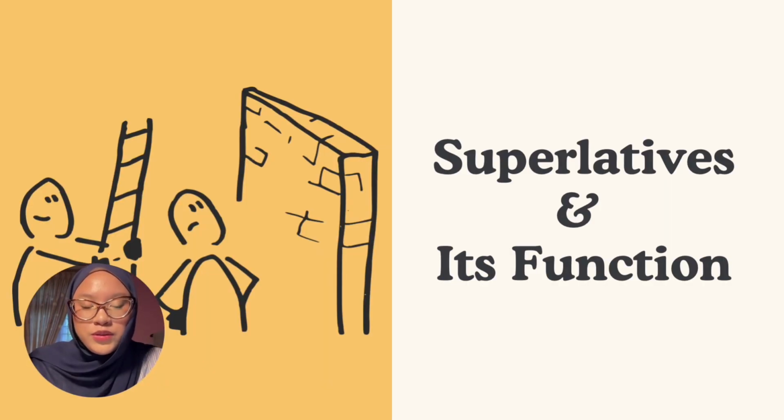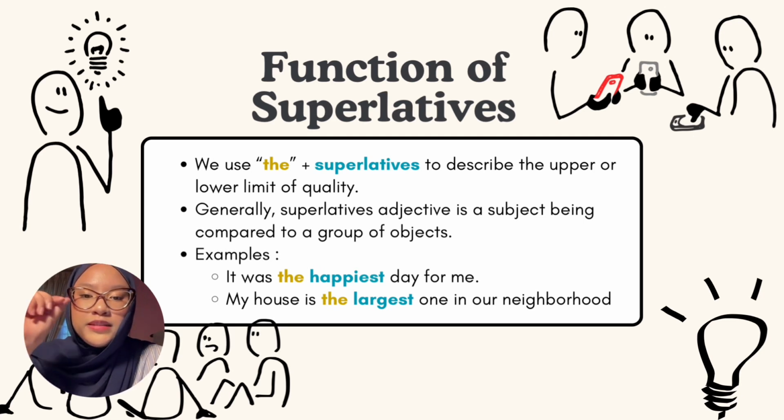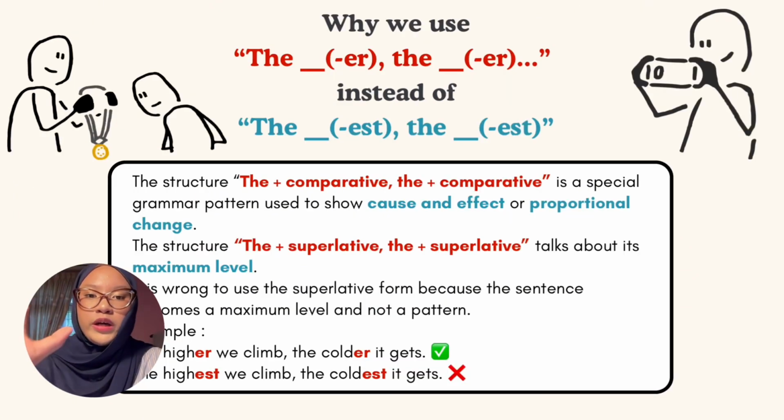Now let's move on to another part, which is superlatives. Superlatives are used when we want to compare one thing to a group of things. It shows the upper or lower limits of a quality. In other words, the highest, the best, the smallest, or the worst. It was the happiest day for me. My house is the largest one in our neighborhood. As a side note, superlatives always use the word the because they refer to one unique thing that stands out from the rest.